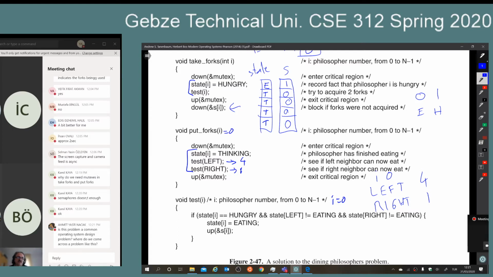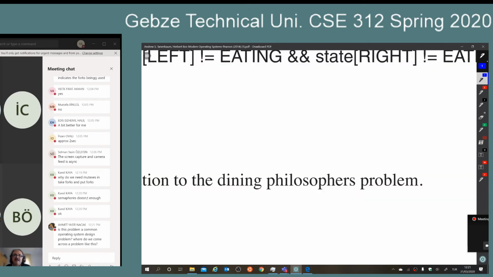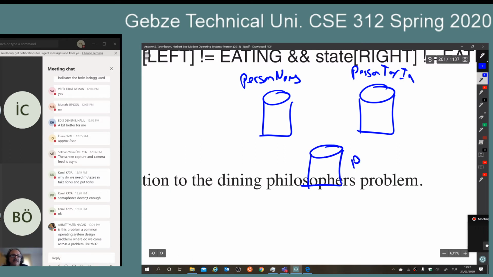As I said before, I need the mutex for this one. I need the mutex for this one. And if both of them are available, I can continue. Otherwise, I cannot. Let's say in a database, let's say this is a database of persons, let's say person names. And this is a database of person tax information. And this is a database of person health information.